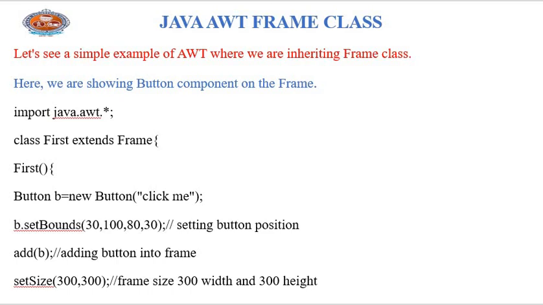First, import the AWT package and the class name is First, extends Frame, class open. The method name is First. Button b is equal to new Button, and here the content is "Click me". So b.setBounds(30, 100, 80, 30), setting the button position. Next add(b), adding button into the frame. Next setSize(300, 300), frame size is 300 width and 300 height.